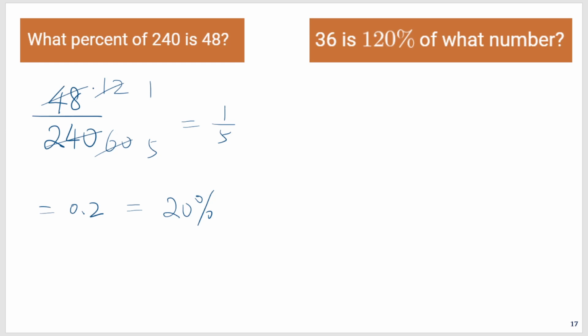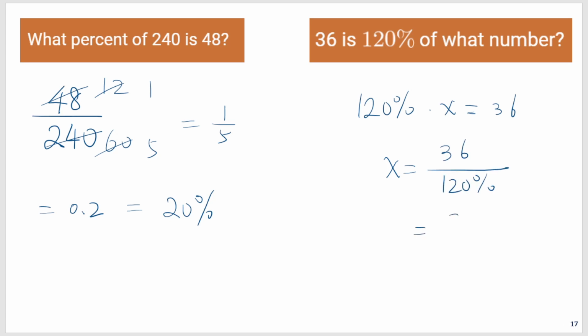And suppose this number is x, then 120% of x gives us 36. Of course, we can solve for x, right? x is just 36 over 120%, and we know that 120% is just 1.2, so that'll give us 30, right? Any questions?